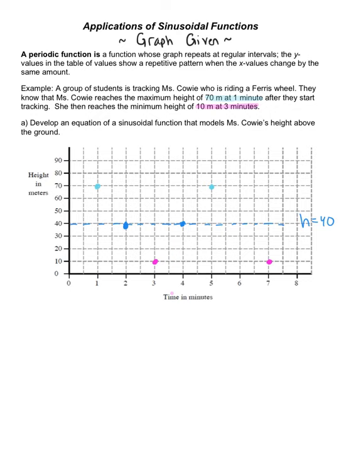And then we can continue the pattern. So at 6 minutes, again, Miss Cowie will be on the midline, and again at 8 minutes. And also, if you look at the beginning, Miss Cowie is at the maximum at 1 minute into the ride. So at 0 minutes, she's going to be on that midline as well. So we actually know the starting position of Miss Cowie is on the midline. So now we have enough points to draw the curve.